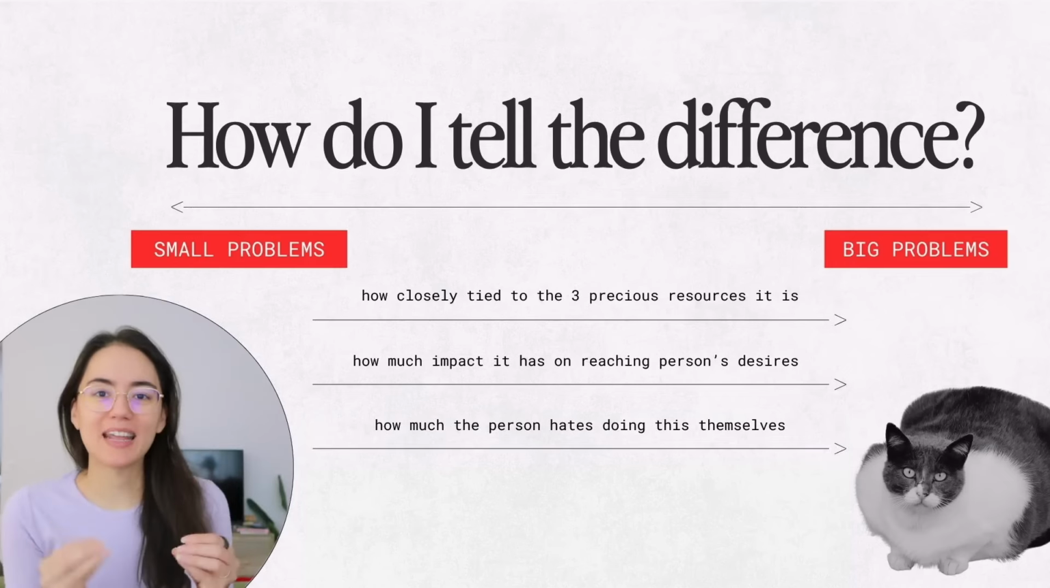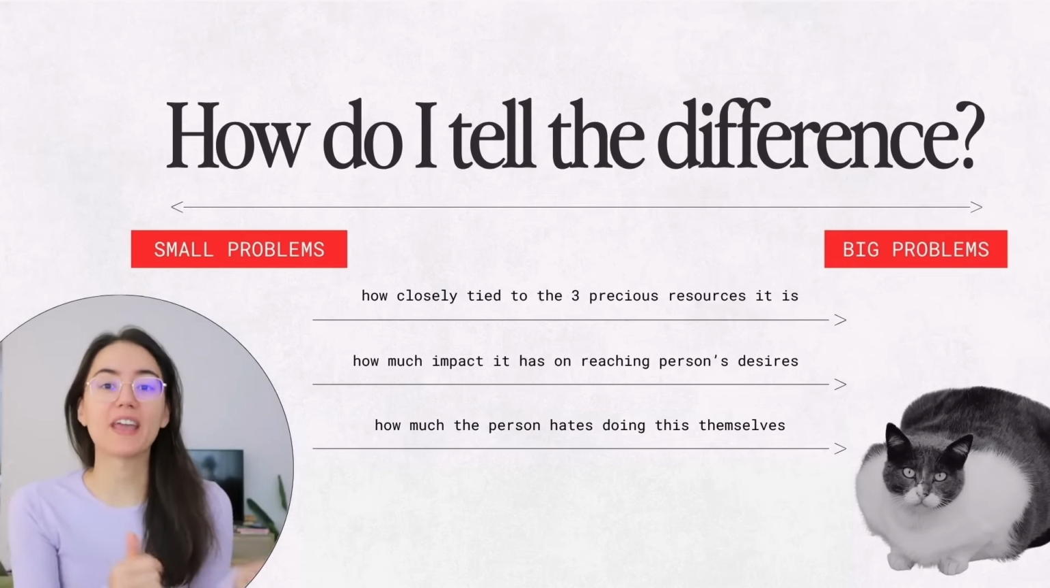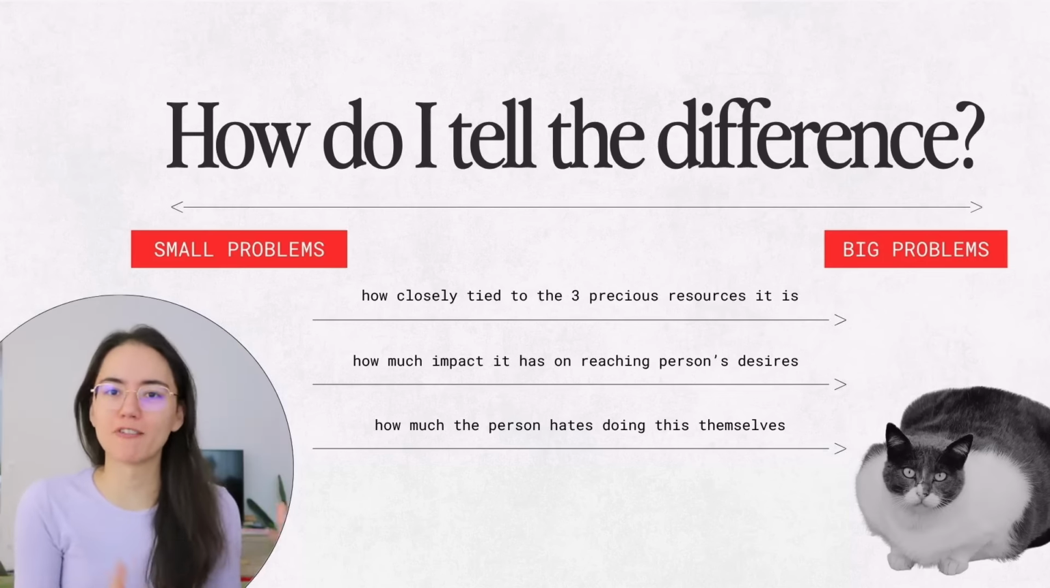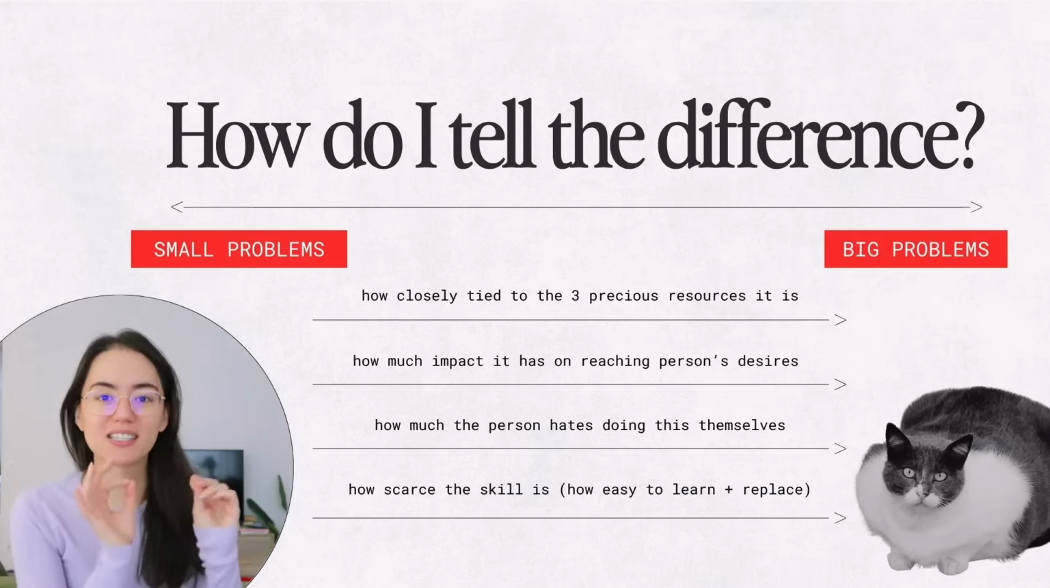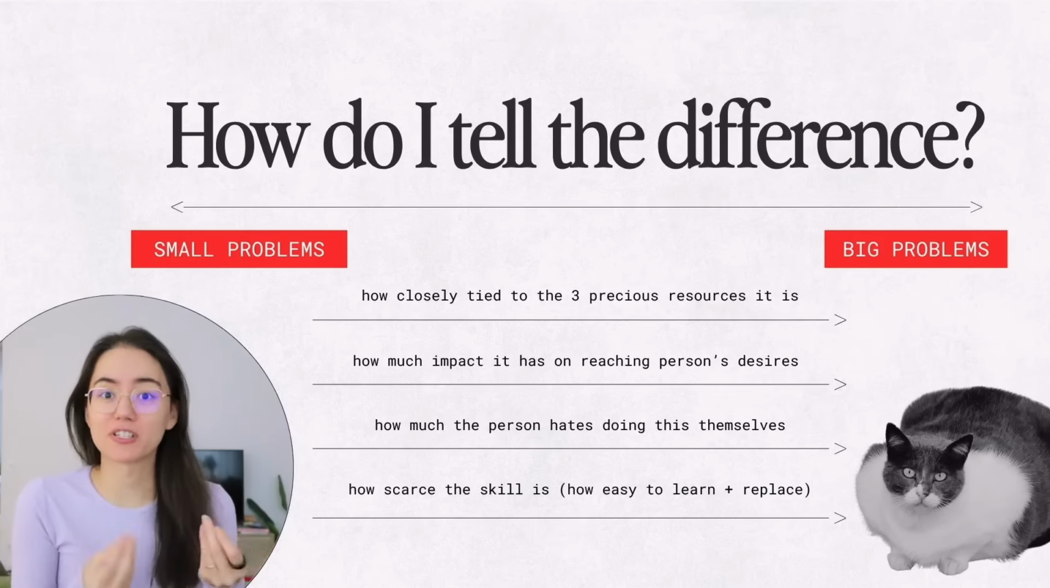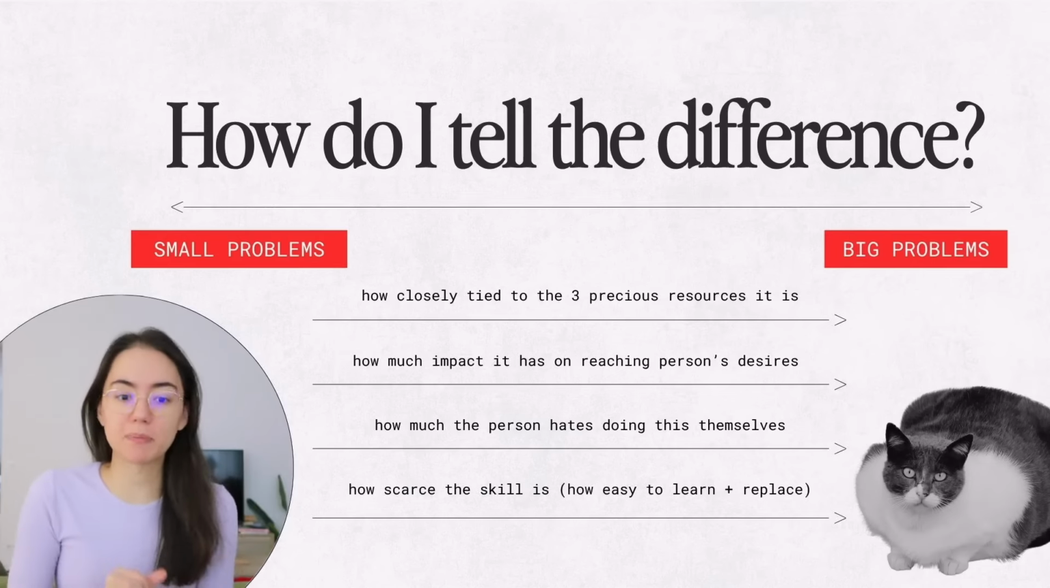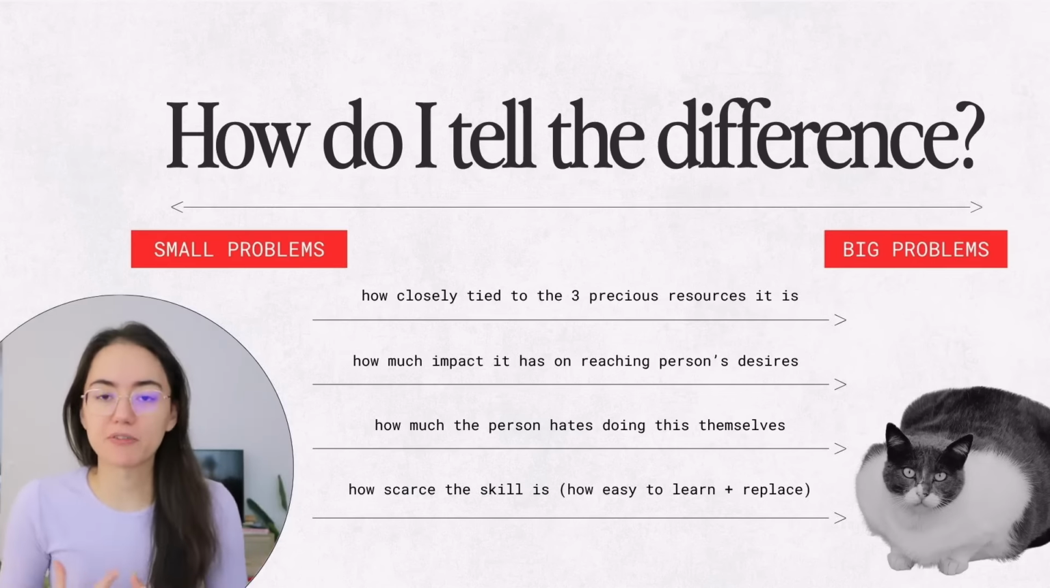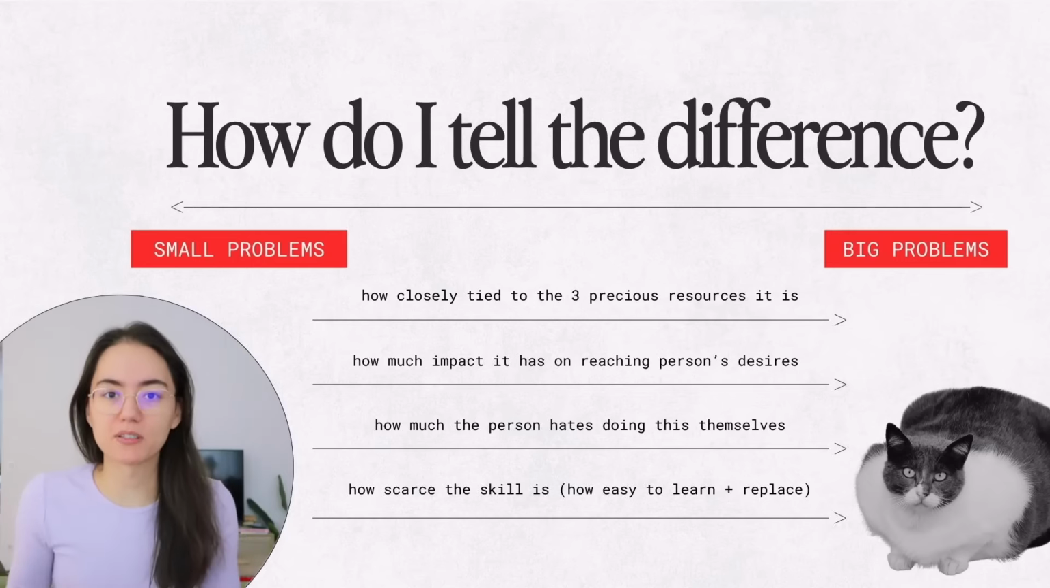How much the person hates doing this themselves, the more they hate it, the bigger of a problem you're solving, right? Because it's not really a problem if this person's like, well, I don't actually need help solving this thing, I'm good to just Google and figure it out and do it on my own. How scarce the skill is, aka how hard is it for somebody else to just learn and pick it up, the bigger of a problem it is. Makes sense, because if it's super easy for everyone to learn it, then it will become more competitive. Then maybe it's not solving as big of a problem for people because they have more options and it's not hard to find somebody to help them solve this problem, basically. So that's how I think about it.